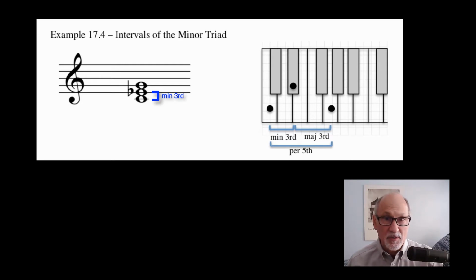Notice from the lowest note, the root, to the third is a minor third. Sometimes we call it a lowered third. And still, from the root tone to the fifth is a perfect fifth, just like the major triad. And with that knowledge, you should try Check Your Understanding 17.1.